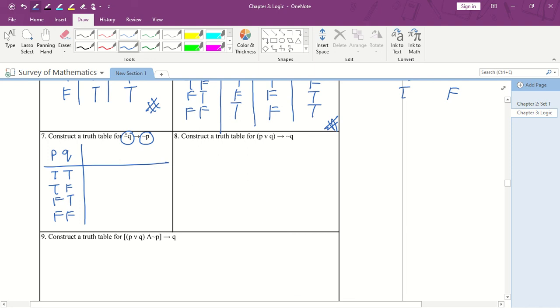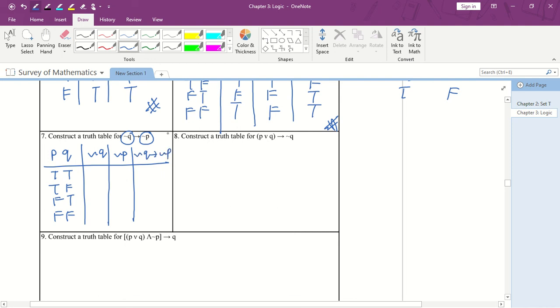And now, negation Q to negation P. Can we straight away write this whole thing here? No, because we don't even have the negation Q. So negation Q. And can we directly do negation Q to negation P? No, because we don't have negation P. So we write negation P. And now next, we have negation Q and we have negation P, so we can write negation Q to negation P.